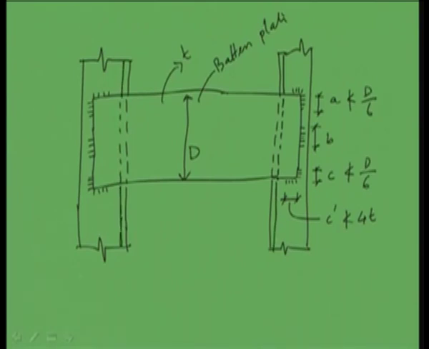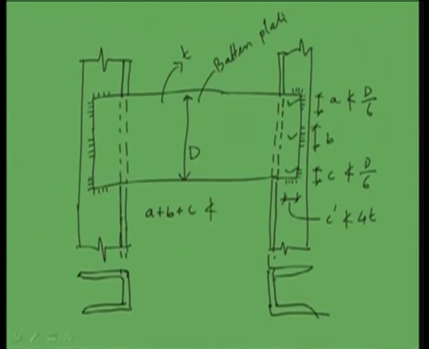This will be the diagram, and if we see the plan, it will be something like this. It is not to scale. If we use channel section, then it will look like this. So these are the channel sections. Welding has been done like this. Now here the condition is that A plus B plus C, that means this plus this plus this, should not be less than d by 2.